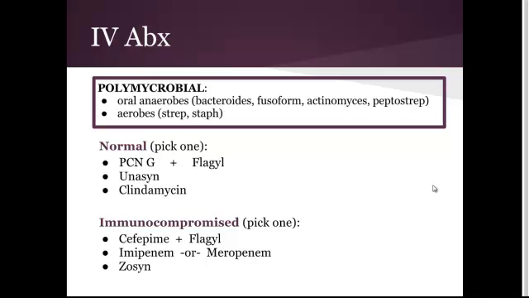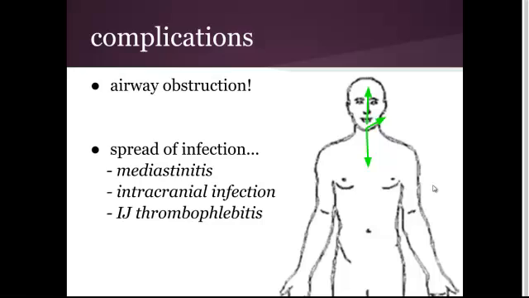As far as IV antibiotics, this is a polymicrobial infection. You have oral anaerobes and also some aerobes, such as strep and staph. So in a patient that is otherwise healthy, you can pick one of the following: either penicillin G plus Flagyl, you can do clindamycin, or Unasyn. In an immunocompromised patient, you can pick one of the following listed here: cefepime plus Flagyl, imipenem or meropenem, or Zosyn.